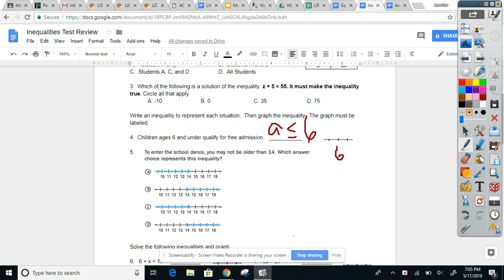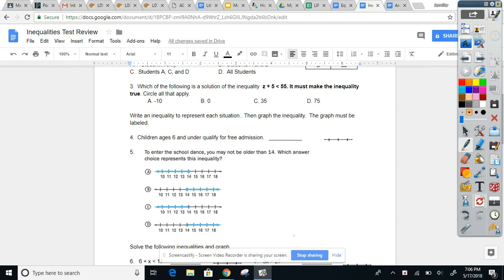So we're going to put 6, 7, and 5. If it has the line under it, that is a closed circle. And which way is our arrow going? Our arrow is going to go to the left because it's less than 6. Okay.